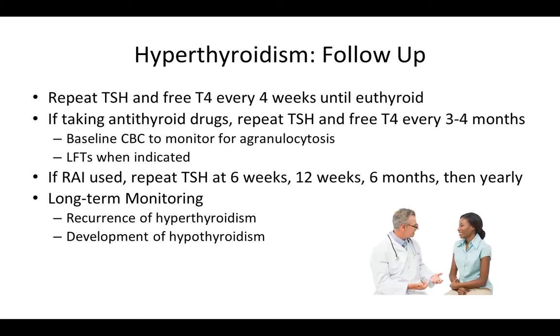As far as follow-up, you're going to keep repeating the TSH and the free T4 about every 4 weeks until you get them to a normal thyroid or a normal TSH level, or euthyroid. If they're taking those anti-thyroid drugs, we're going to keep repeating those TSH and free T4 every 3 to 4 months, and then we're going to make sure that we had that baseline CBC to look for agranulocytosis so we can tell whenever they get a febrile illness or pharyngitis if there's been a change in their CBC. And then they can do liver function testing if indicated by the particular drug.